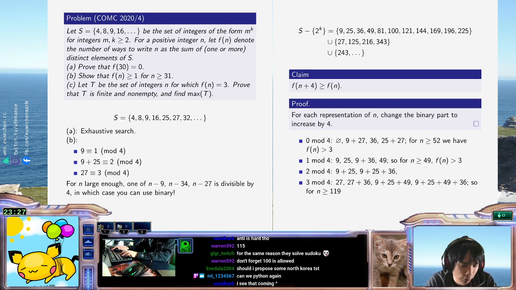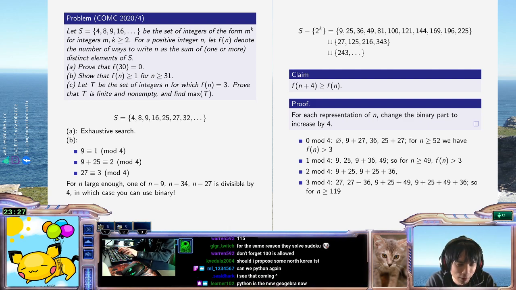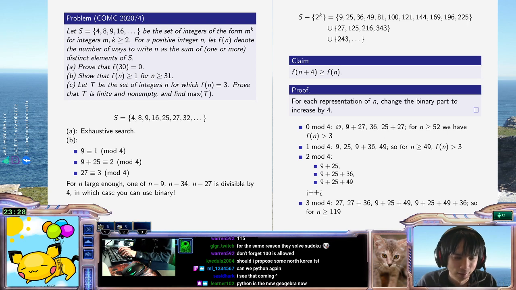I feel very sorry for whoever has to grade this. Well, actually, it's not that hard to grade because you check if the answer is right. Alright, so 9 plus 25 plus... Wait, 49 is 83. 9 plus 25 plus 27 is 2 mod 4.